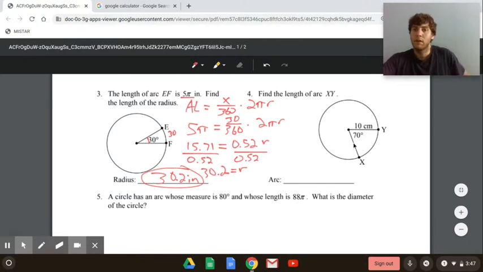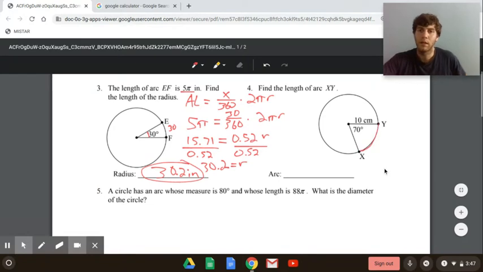Right, find the length of arc XY. So this is just like number 1 and 2. You're going to substitute in your radius and your central angle to find the length of that arc.